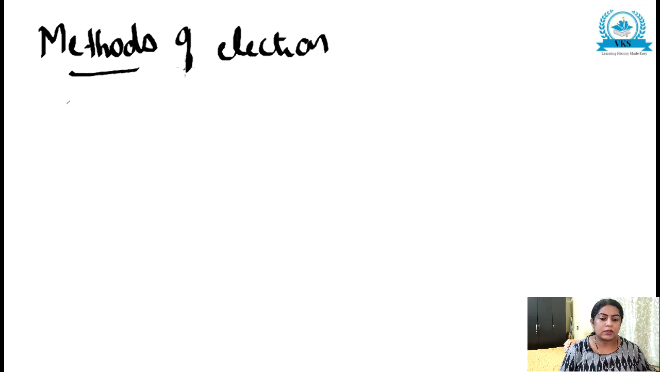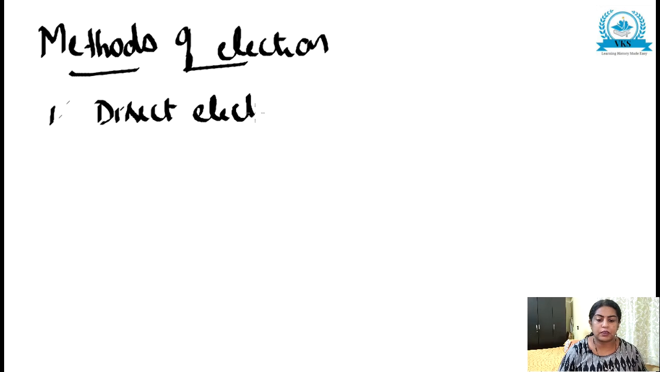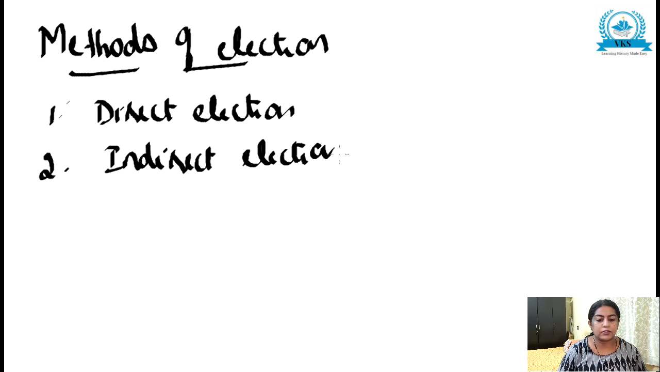Regarding the different methods of election, a modern democratic system has adopted two methods of election. One is direct election, and the second is indirect election. Now one by one, let us see what direct election is.